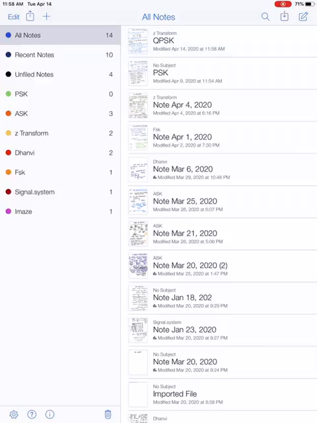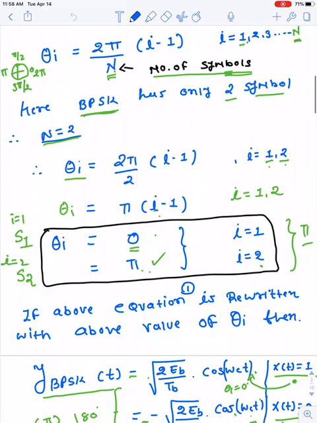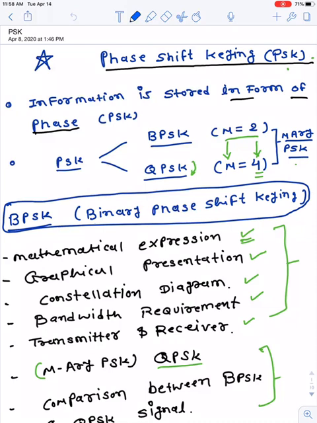Okay, so good morning everybody. Last time we discussed phase shift keying. In phase shift keying, the information is stored in the form of a phase, and PSK has many variants, but the two very important variants of PSK are BPSK and QPSK. We covered BPSK in the last lecture, so in this lecture we are going to cover the QPSK waveform.